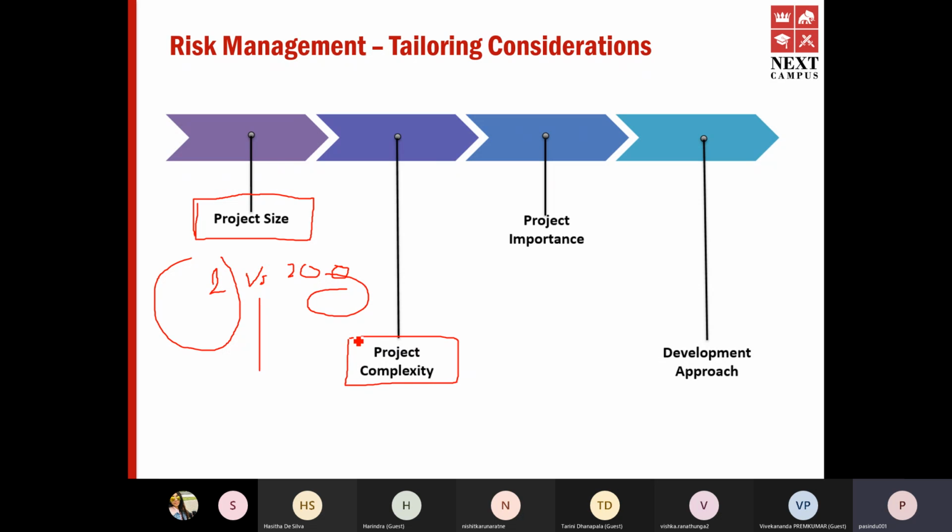Fourth aspect is development approach, right? You have different development styles. You can do agile project management, you can do a waterfall method. You have multiple ways to run a project. So depending on your development approach, how you tailor the risk management would change. Okay.